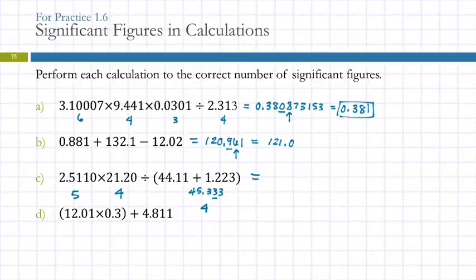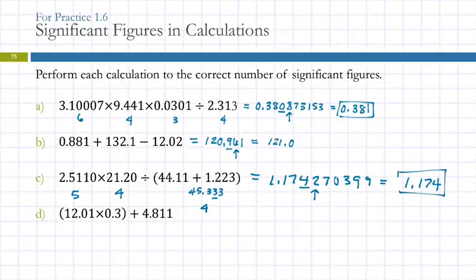The entire result is 1.174270399. And that's a 7. I need to keep 4 significant figures. So I'm going to round right here. The next digit is less than 5. So I'm going to get 1.174. I forgot to box this guy. Any questions? I just wanted to clarify.